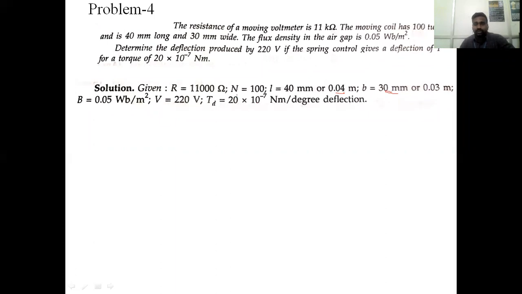So what is the thing we need to calculate? We need to determine the deflection at a particular voltage of 220 volts. If we go to the problem, first we need to find out the angle of deflection, theta. In order to find theta, we need to find out current. What will be the value of current I when V is 220 volts? V is 220 volts divided by resistance, that is 11,000 ohms.